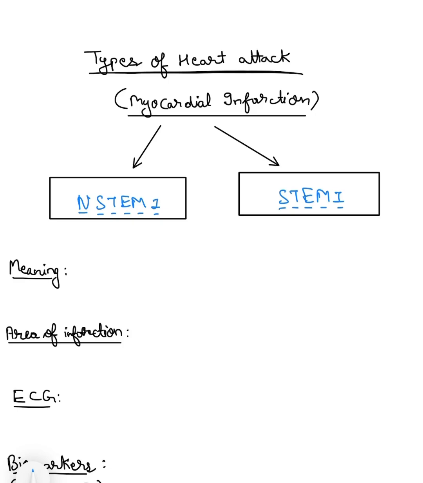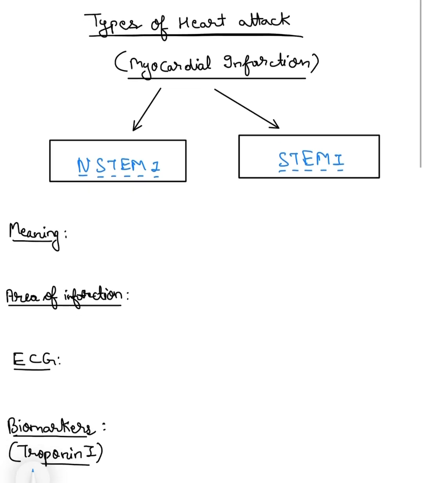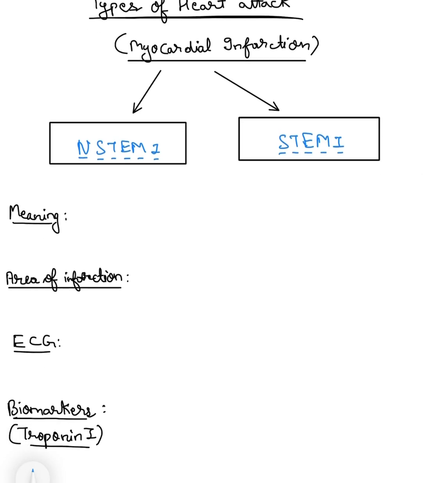What is ST? ST is a segment that we see in the ECG that we'll be discussing further. So first of all, what is the meaning of NSTEMI and STEMI? NSTEMI is a condition in which there is a mismatch between the oxygen being supplied to the heart and the demand of the cardiac tissue. That mismatch leads to ischemia and ultimately leads to infarction.